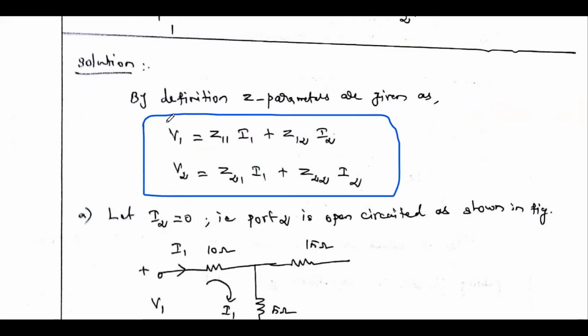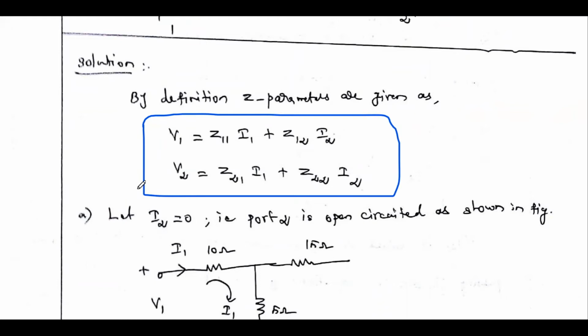Okay, so what is the Z parameter equation? The input voltage and the output voltage can be expressed as a function of I1 and I2. So V1 equals Z11 I1 plus Z12 I2, and V2 equals Z21 I1 plus Z22 I2. By the definition of Z parameters, this is the equation.